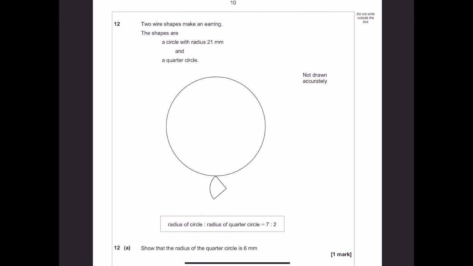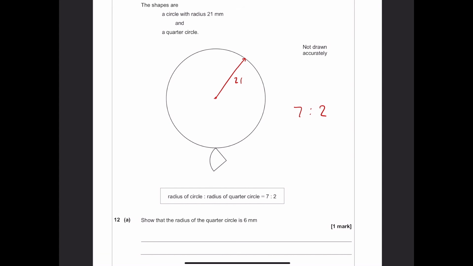2 wire shapes make an earring. The shapes are a circle with radius 21, I'll just label that on, and a quarter circle. The radius of the circle to the radius of the quarter circle is 7 to 2. Show that the radius of the quarter circle is 6 millimeters. Well, if we're sharing in the ratio 7 to 2, and the 7 is 21, then we have multiplied by 3 to get there, so we have to multiply by 3 on this side, which is going to leave us to 6.